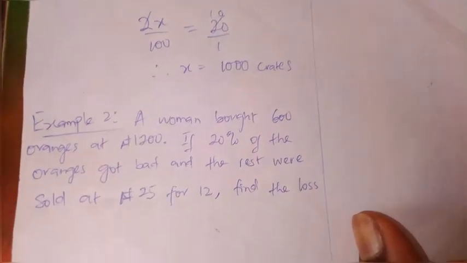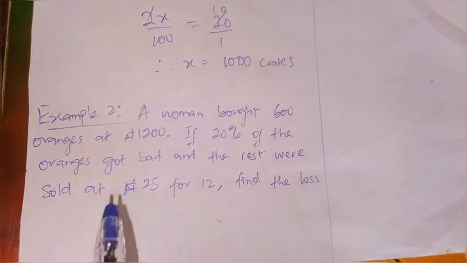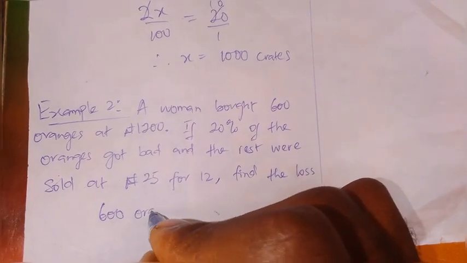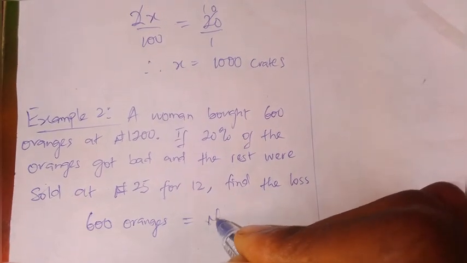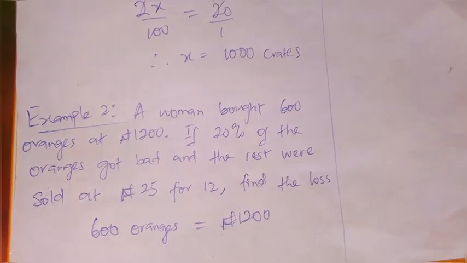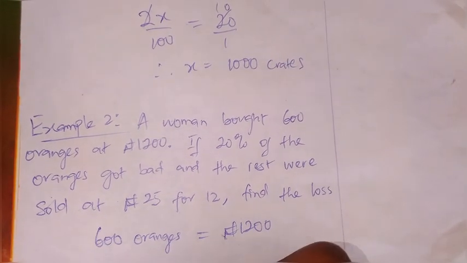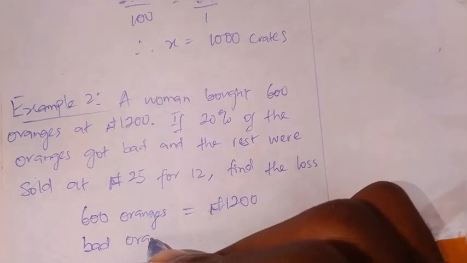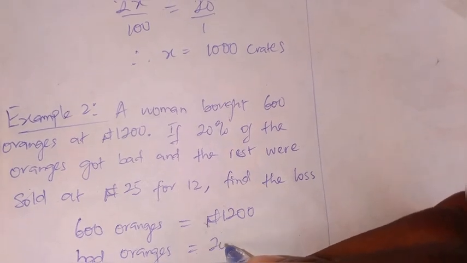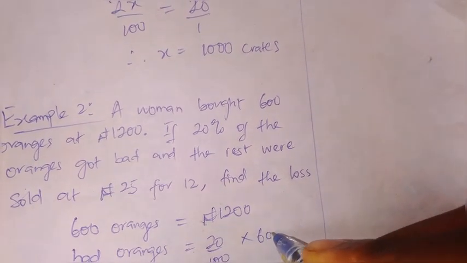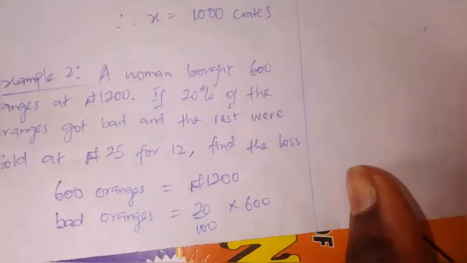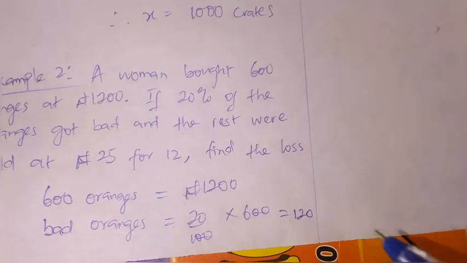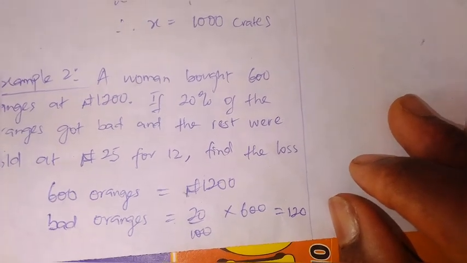Example 2 says a woman bought 600 oranges at 1,200 naira. 600 oranges equals 1,200. If 20% of the oranges got bad, oranges now becomes what? 20 over 100, which is 20% times the total number of oranges she bought. That's times 600. This leaves me with 120 bad oranges, relatively.